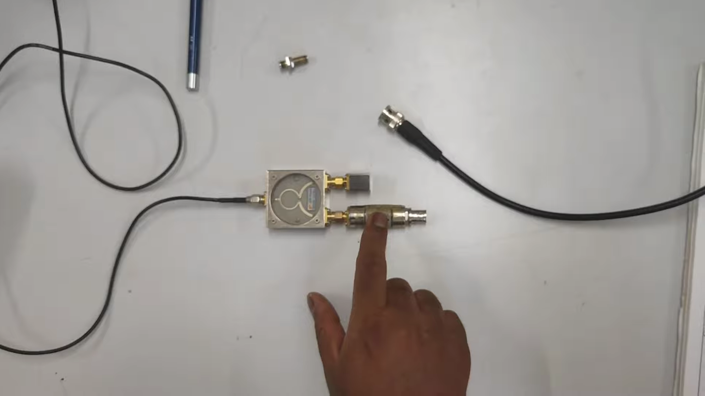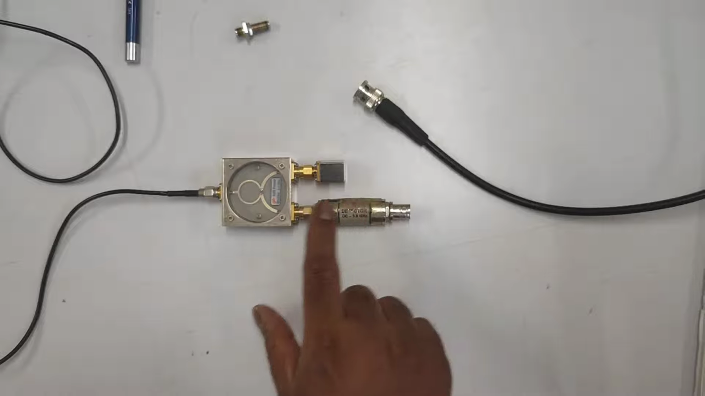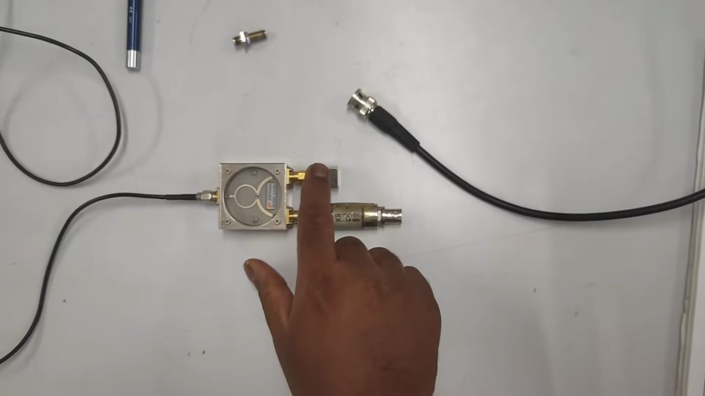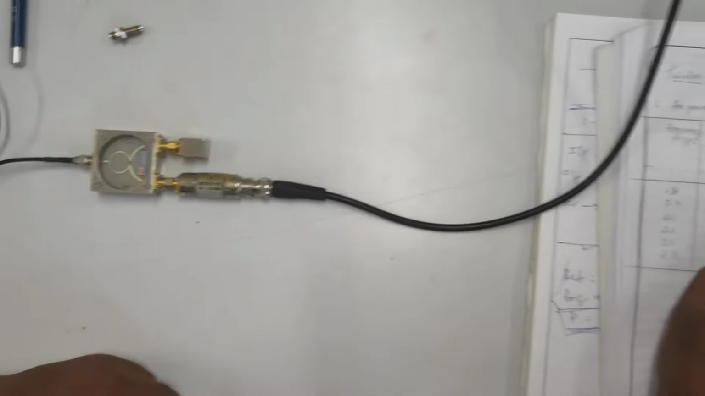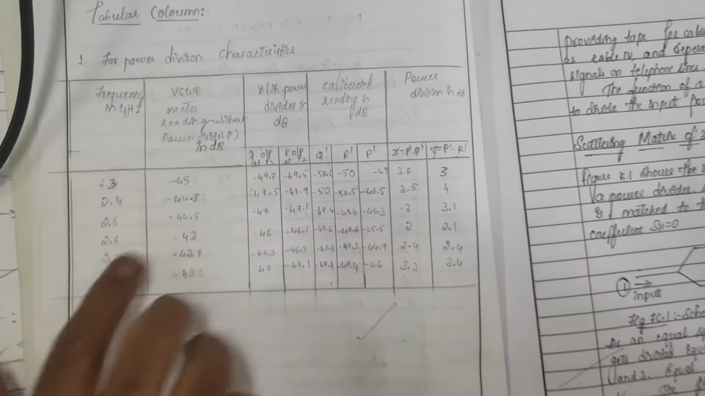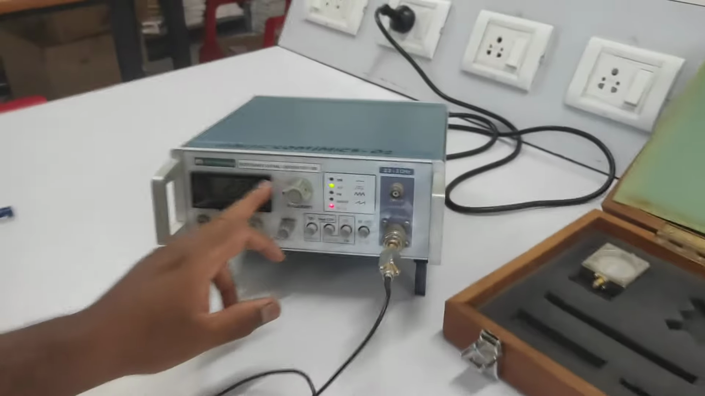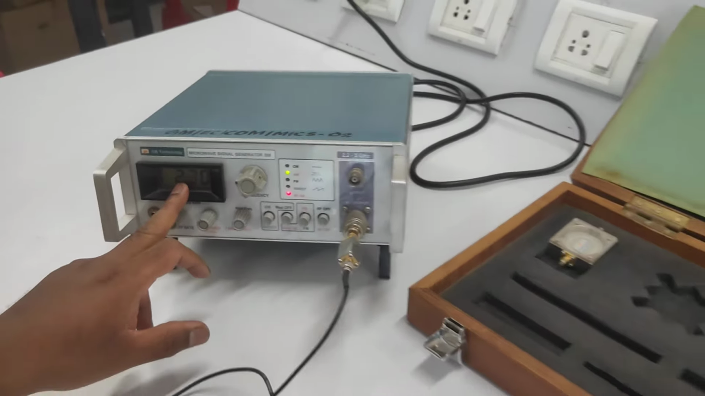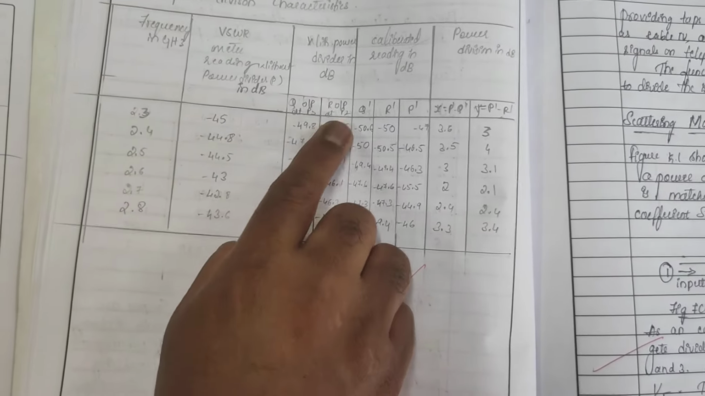I have to put the detector there. Detector input I have connected to port 1, the detector I have connected at port 2, and port 3 is terminated now. This column is called P2 or P3; since the port I have written is P2, this is P2. Now take the readings from 2.3 to 2.8 and this column is over. Observe here in the tabulation, take the readings from 2.3 to 2.8, this column is over, output at port 2.